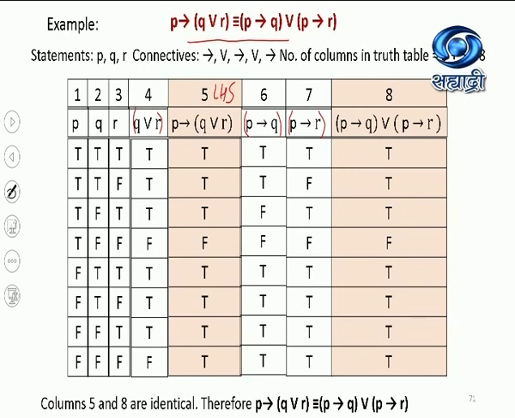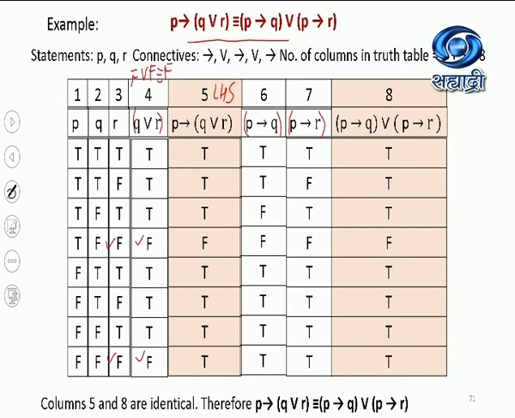Now, column 4 is Q or R. Means what? Column 2 or 3. Q or R means what? Only F or F is F. Now count from column 2 or 3. Where do you get F or F? Here. Where else do you get F or F? Here. So you can see only here you have 2 F's. All the rest of the entries in column 4 are T.